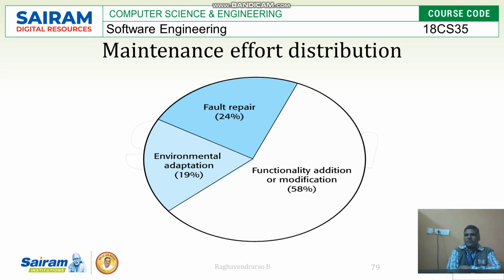Fault repairs are going to be less because the software has already been tested so many times, so there will be fewer repairs. Environmental adaptation is also going to be less, because all the environmental conditions have been considered, and based on that it has been adapted at that particular site. So maintenance changes are going to come very less for this particular application.